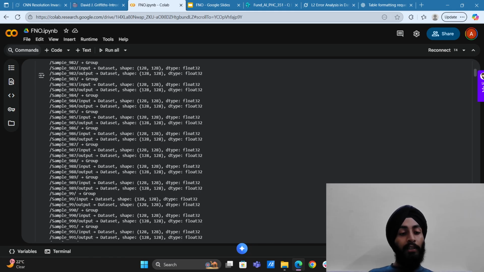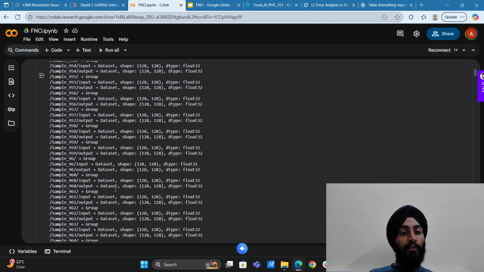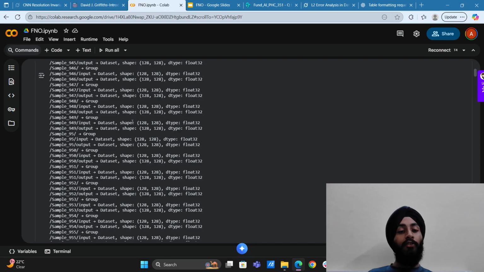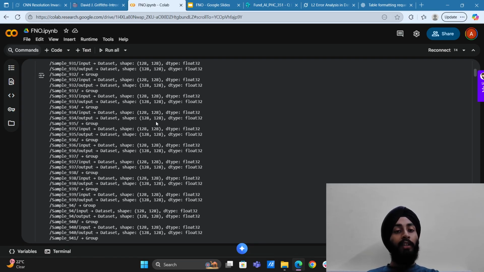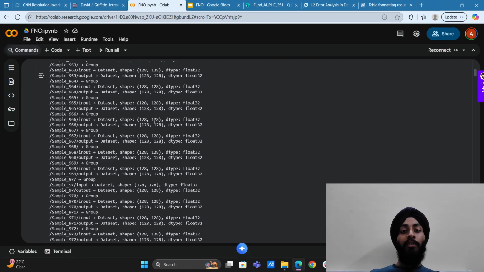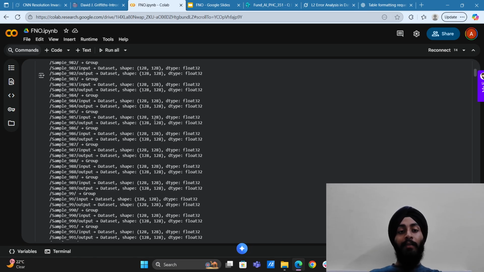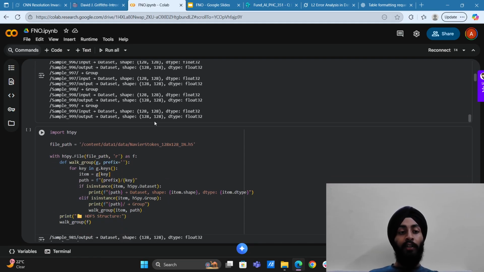I have a lot of samples, around 1024, and the shape of each image is 128 cross 128. I have some samples for both in-distribution and out-of-distribution. What this essentially means is that I have two types of distributions. The out-of-distribution is a slightly shifted version of the in-distribution. So I will be testing my trained Fourier neural operator on that as well, to see how well it generalizes the physics of it.